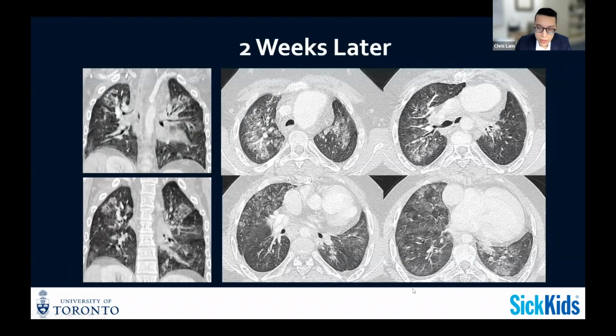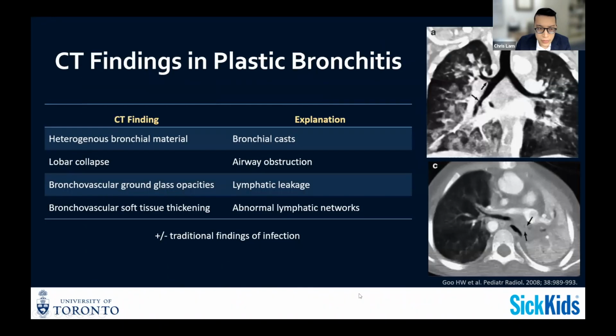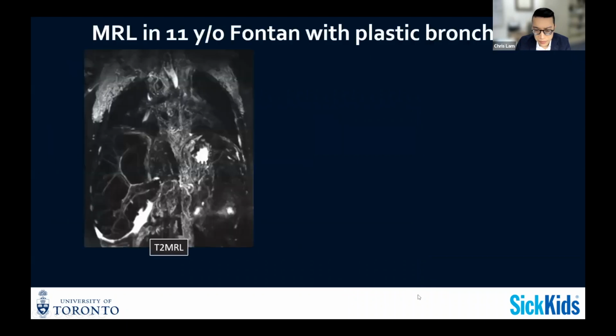This patient got worse over time, and you can see these confluent bronchovascular ground glass opacities. This is more lymphatic leakage into the airway and also into the small alveoli. So CT findings in plastic bronchitis: you have heterogeneous bronchial material forming bronchial casts, lobar collapse from airway obstruction, bronchovascular ground glass opacities from lymphatic leakage, and bronchovascular soft tissue thickening due to abnormal lymphatic networks. And sometimes this can be exacerbated by infection.